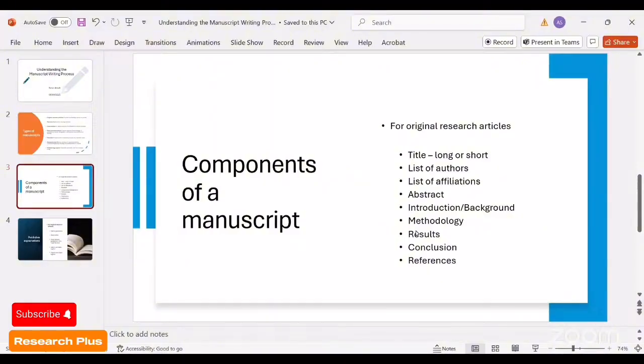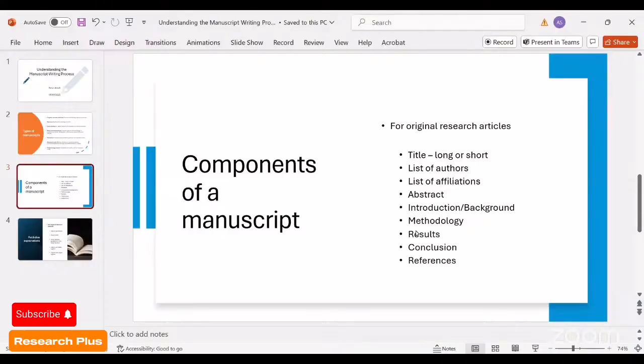The first thing is the title. In some target journals, they tell you there is a long title and a short title. If that is the case, you indicate it, and they would usually tell you the word count or character count. So if you are told that the long title is 20 words, do not exceed it. And if it's indicated that the short title should be 10 words, do not exceed it, because those things are strictly followed by the reviewers and even the editorial team as well. And that is usually the first component of an original research manuscript.